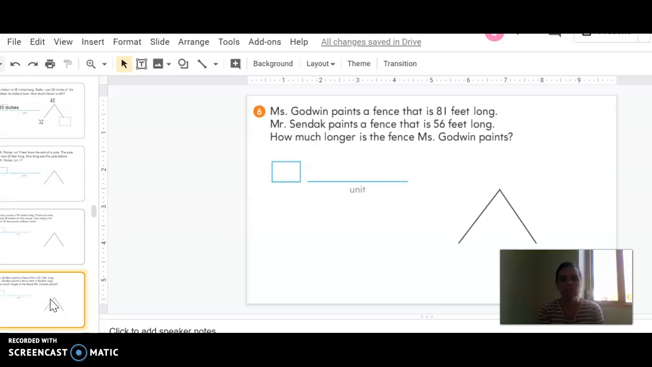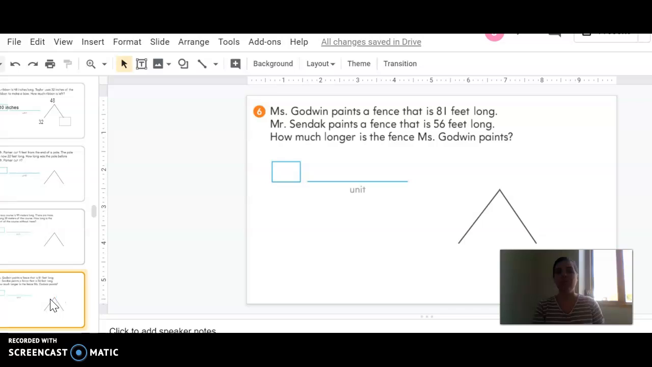Number 6, Miss Godwin paints a fence that is 81 feet long. Mr. Sendick paints a fence that is 56 feet long. How much longer is the fence that Miss Godwin paints? Okay, well, how would we solve this? What would we need to do?